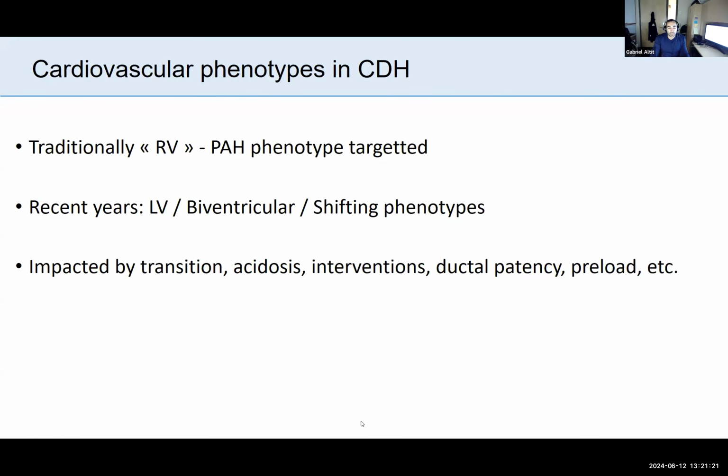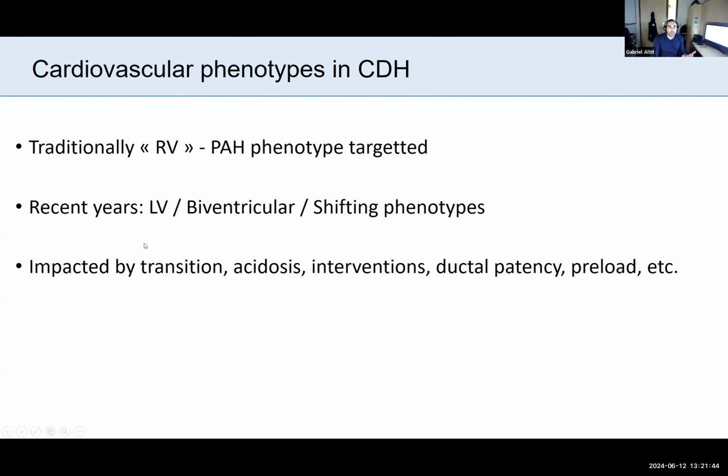Now, there have been many publications looking at babies who were extremely severely hypoxic initially and actually recovered after treatment or after ECMO, outlining that there might be some degree of reversibility in some of these babies with this initial phenotype of pulmonary arterial hypertension.